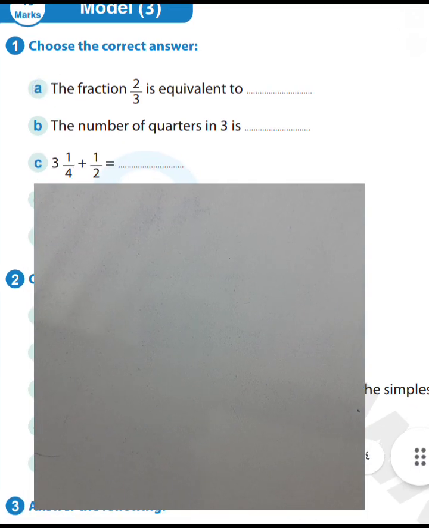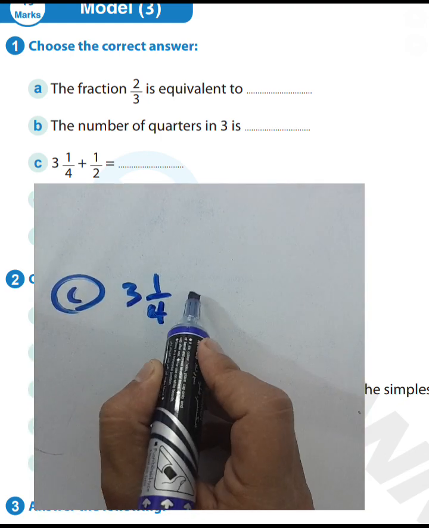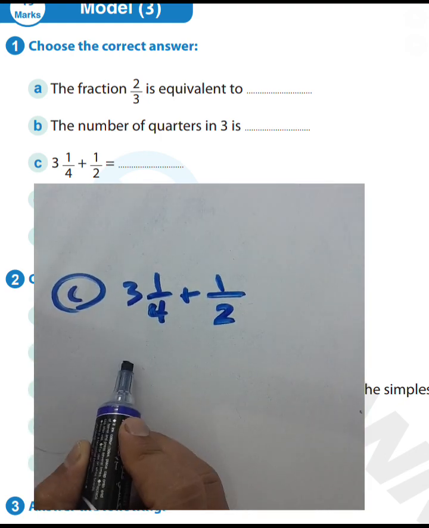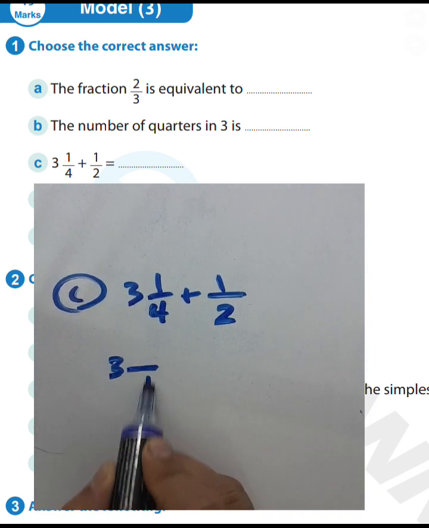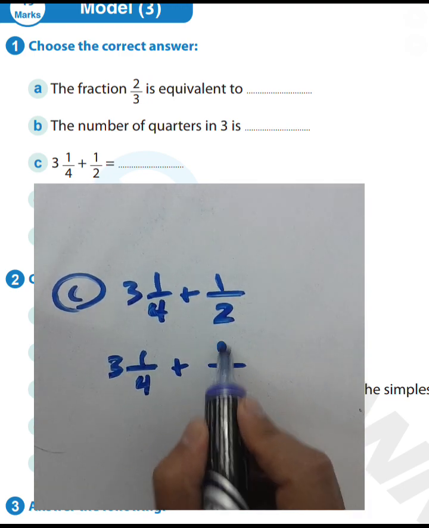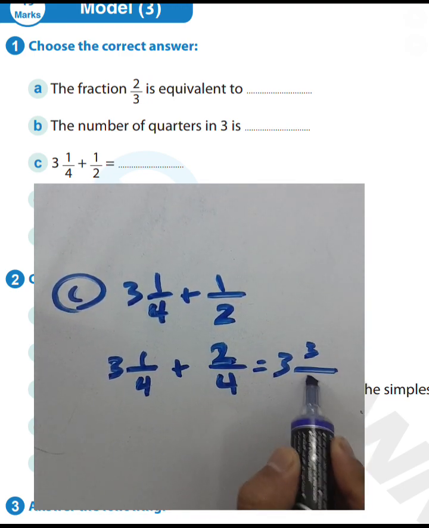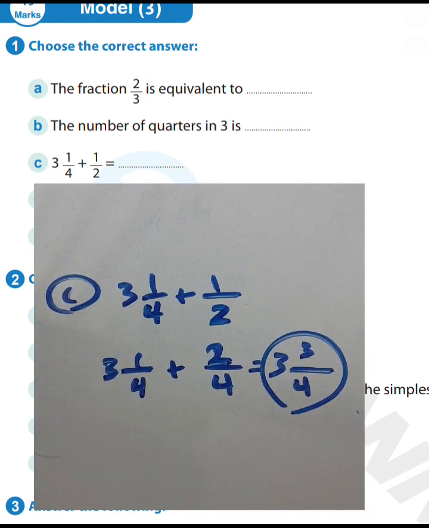Question letter C. We have 3 and 1/4 plus a half. We can write the least common multiple between them. 4 can be divided by 2. 2 times 2 is 4. 2 times 1 equals 2. And then write here 3. 2 plus 1 equals 3. And write 4 in the denominator. The answer is 3 and 3/4.